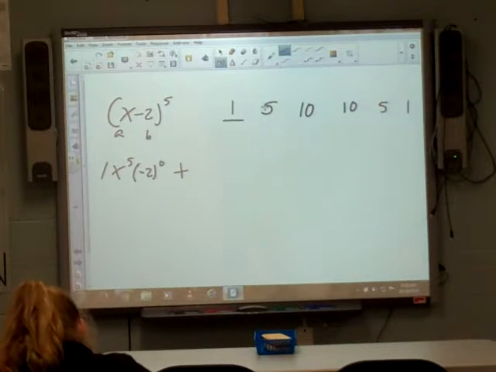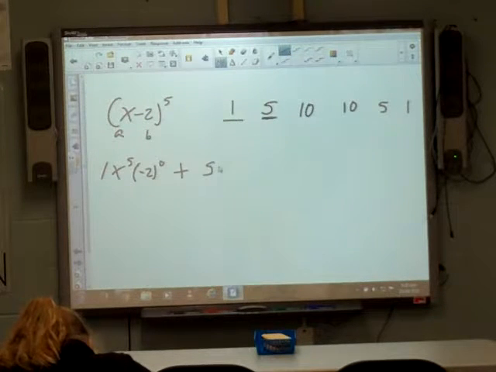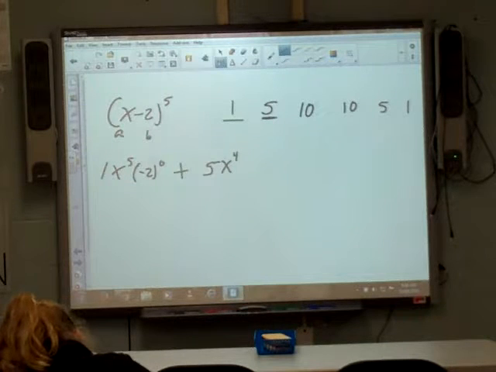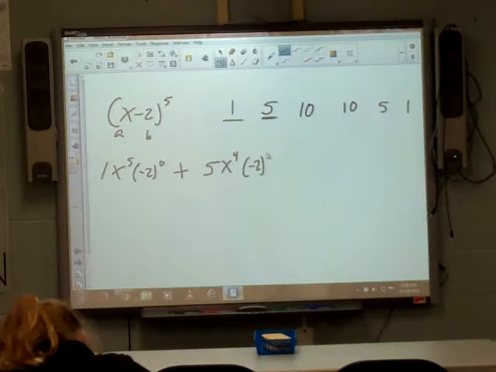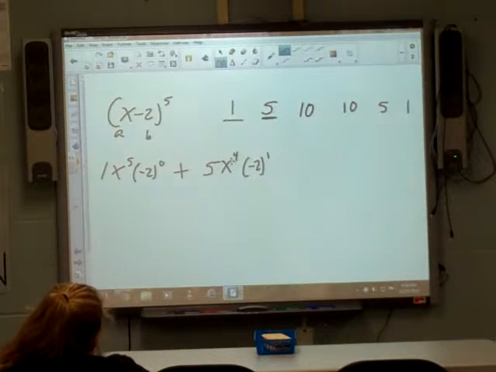Alright. So to my next term. Plus, what's the coefficient going to be on my next term? 5 times A to the 4th, because they're going down, times B to the 1st, because they're going up. So that's how we'll know when we're done. Our x will be a 0.